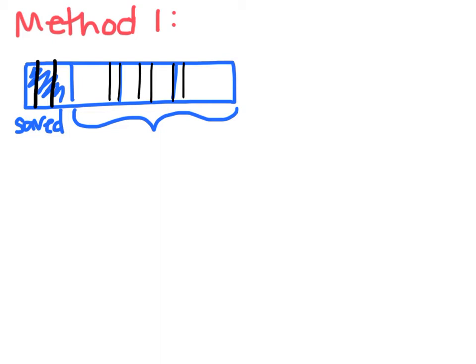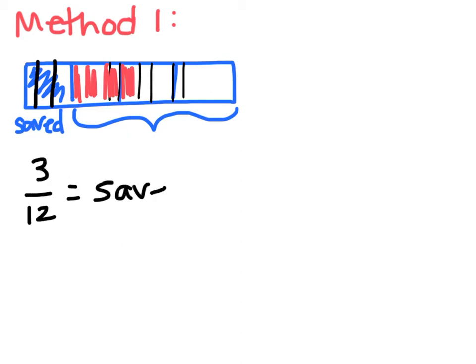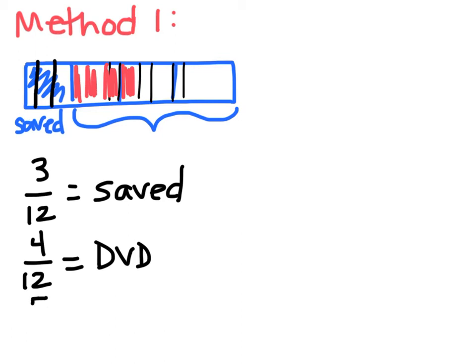Okay, so what amount was spent on the DVD? 4 parts were spent on the DVD. 1, 2, 3, and 4 spent on the DVD. The rest was spent on a t-shirt. Our model is showing us that 3/12 were saved, 4/12 was spent on the DVD, and 5/12 was spent on the shirt.